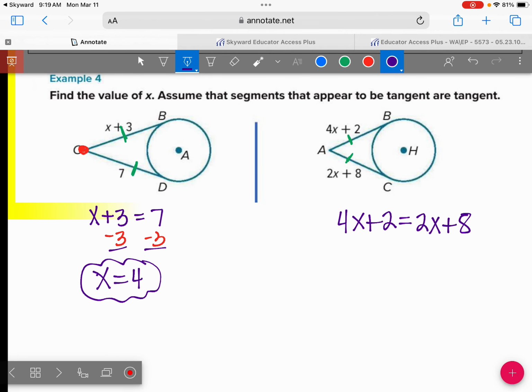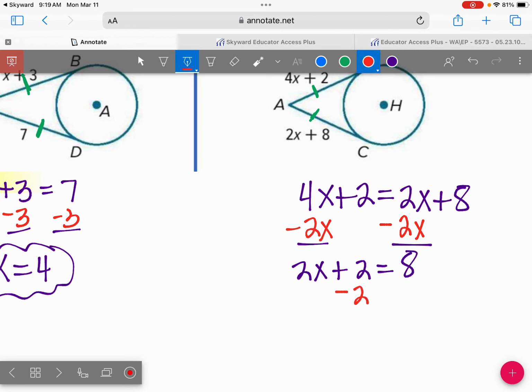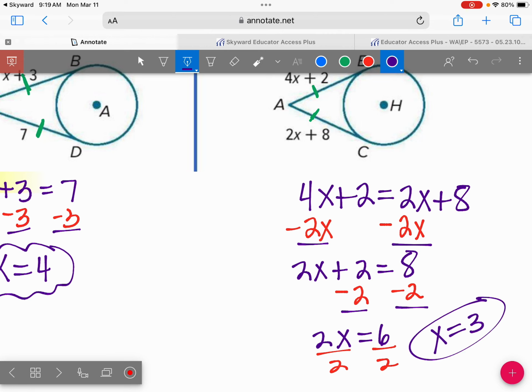Who got x equals 4 for the first one? All right, for the second one, I'm going to subtract the 2x. And then I'm going to subtract the 2. And then divide by 2. So we would get x equals 3. All right, any questions about solving or setting up your equations?